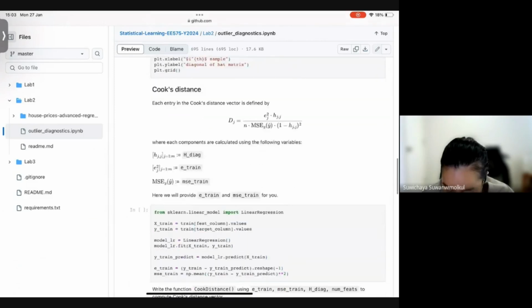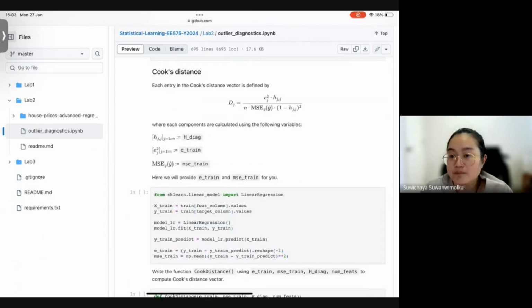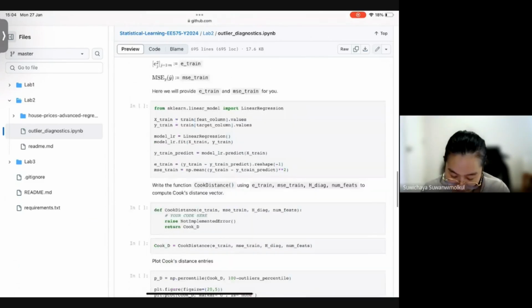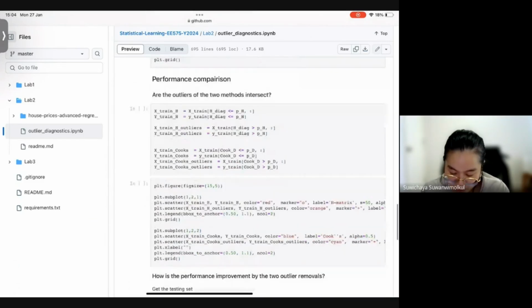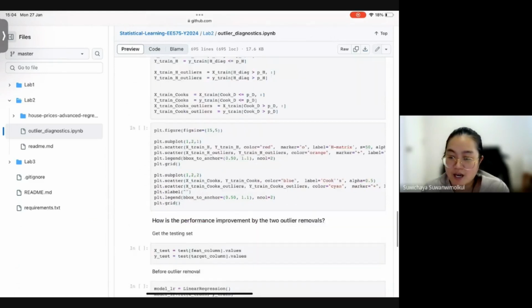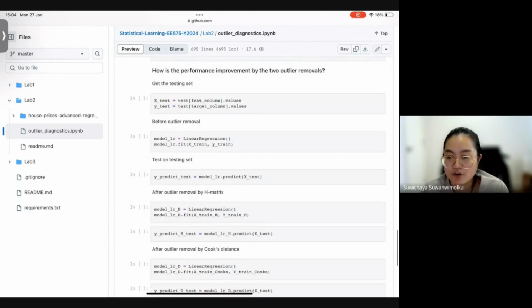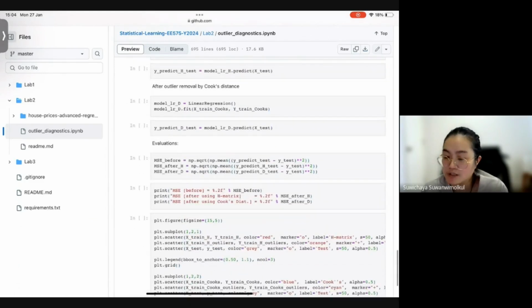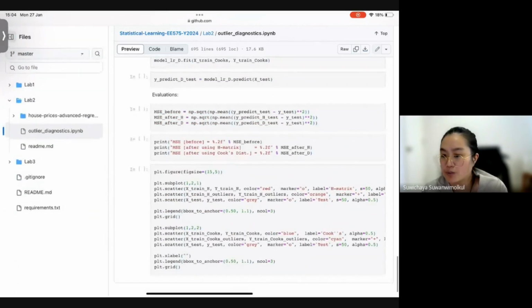Another thing that you have to do is the Cook's distance. Because we already have the H diagonal from the previous function, we can plug that in and use it to compute the Cook's distance. And with both, you can do the performance comparison. For these, I've already done it, so you can just use it. Or if you want to plot or do anything further, feel free to do it.